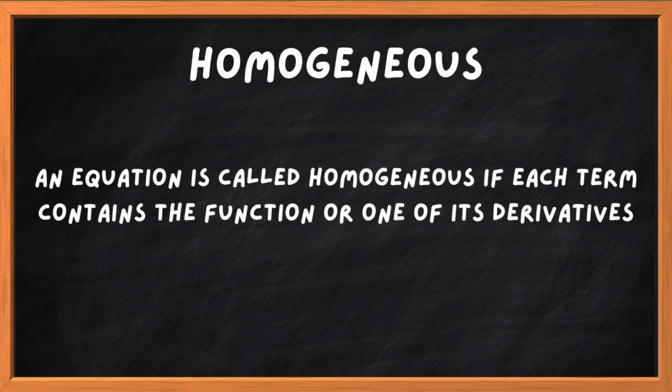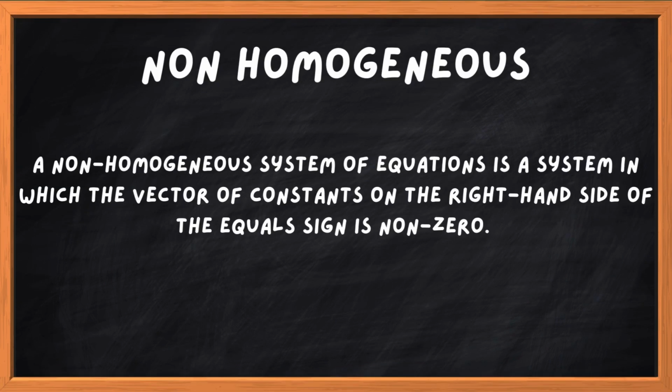Homogeneous. An equation is called homogeneous if each term contains the function or one of its derivatives. Non-homogeneous. A non-homogeneous system of equations is a system in which the vector of constants on the right hand side of the equal sign is not 0.